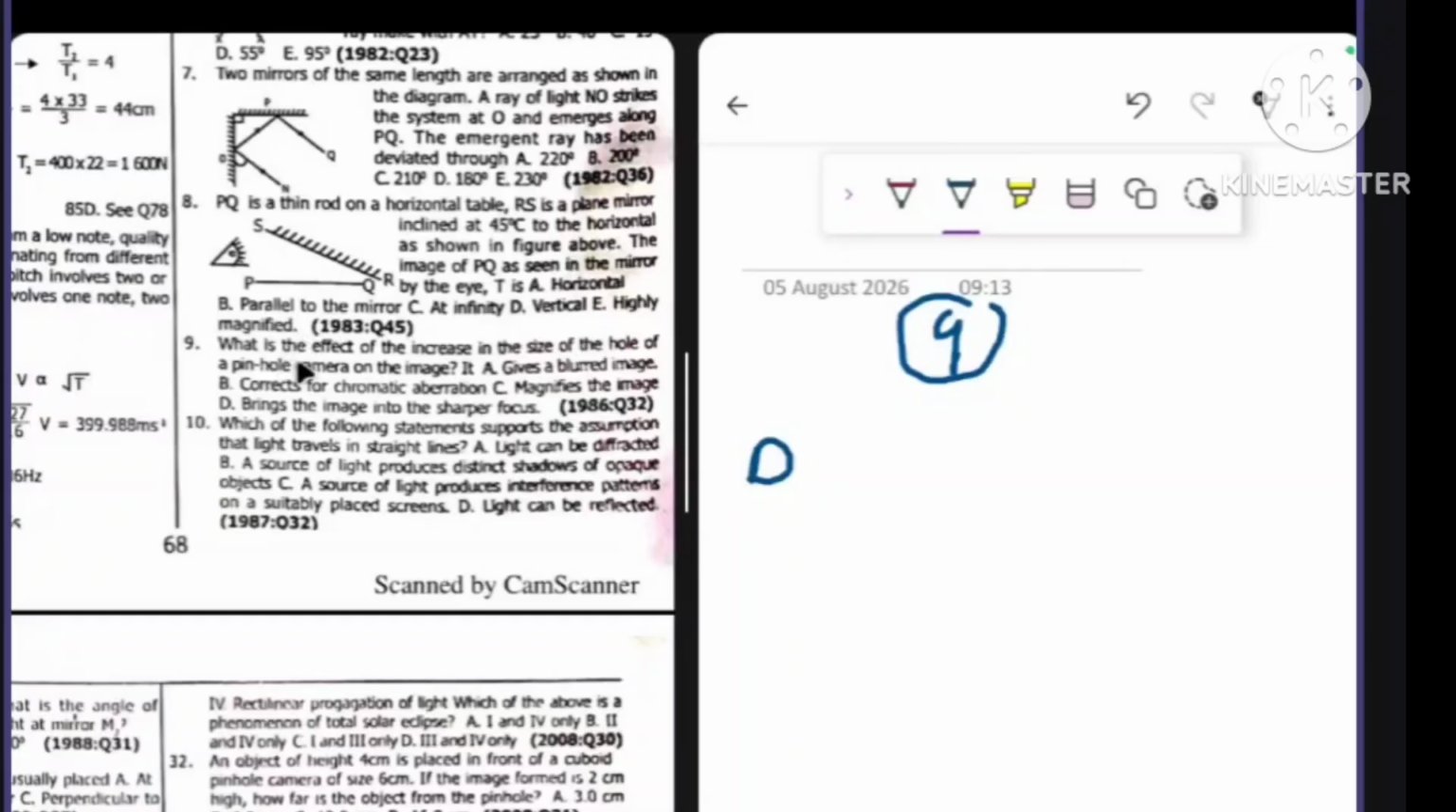Okay, David, what's your input to question 9? Question 9, the effect of the increase in the size of the hole of a pinhole camera.